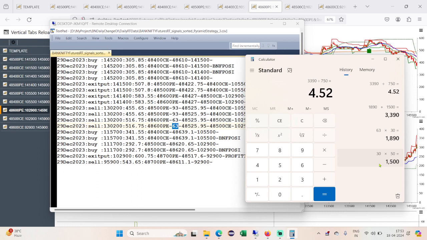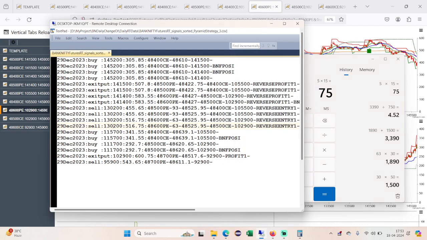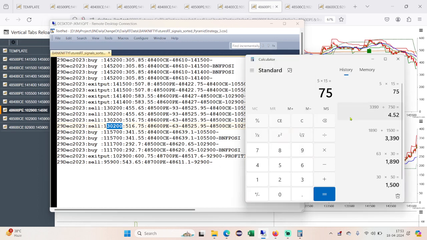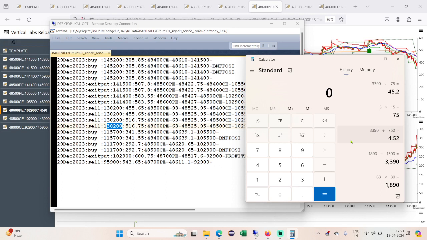Okay, so 4.52, which rounds up to 5, and then we multiply it by 15, which is the lot size of the BankNifty options. So in this case, after we enter the signal generated at 13:02 and grab a profit of 50 points, which is nothing but 75 into 50, you see, the total profit here is 3,750. In this, we have recovered the loss of those 63 points.